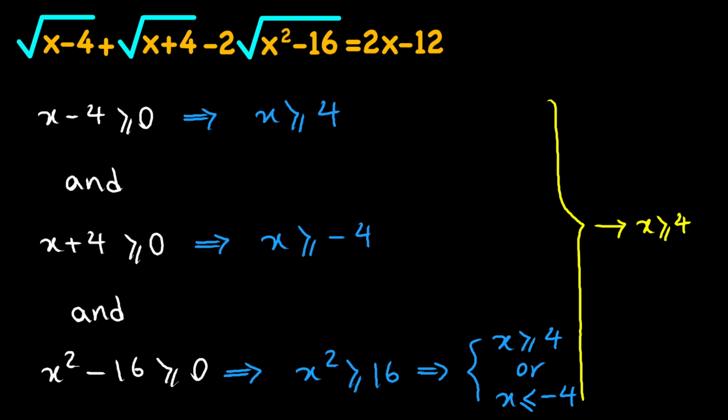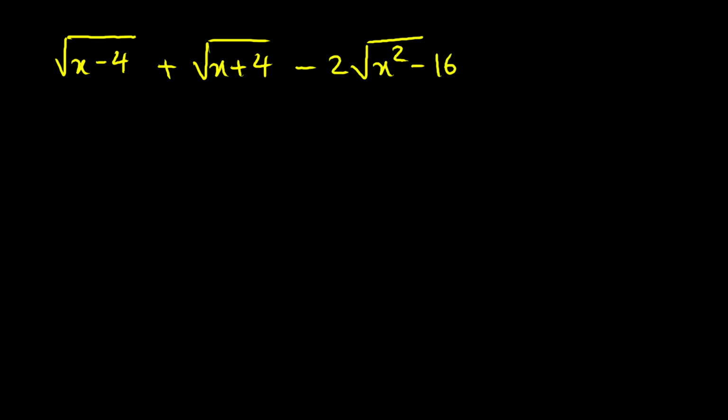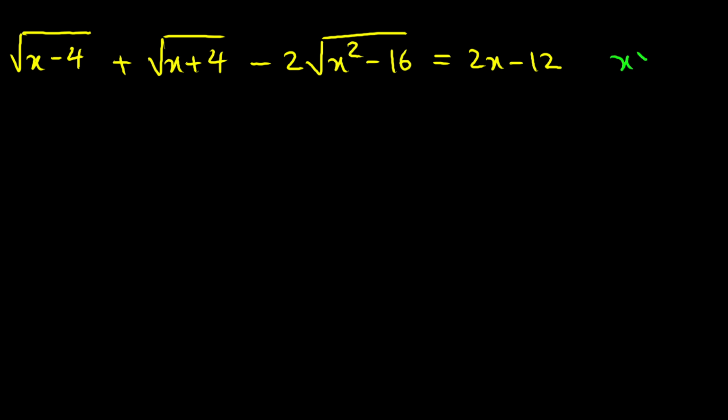So let's go ahead and rewrite the problem down here. We want to solve the square root of x minus 4 plus the square root of x plus 4 minus 2 times the square root of x squared minus 16 equals 2x minus 12. And we know the domain is x is greater than or equal to 4. Now, looking at the equation, we can clearly say that we cannot isolate one radical and then square both sides in order to solve for x. We need to do something else.